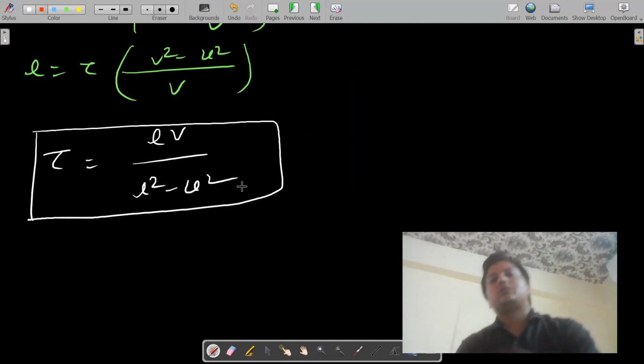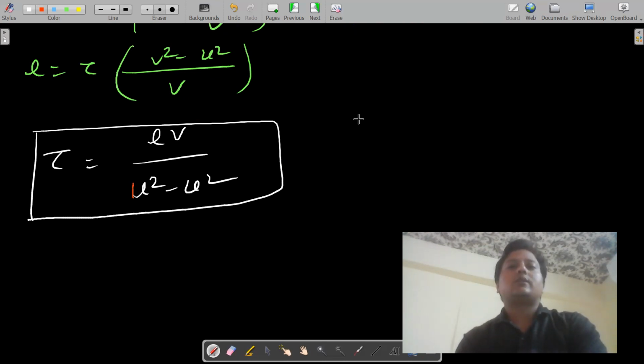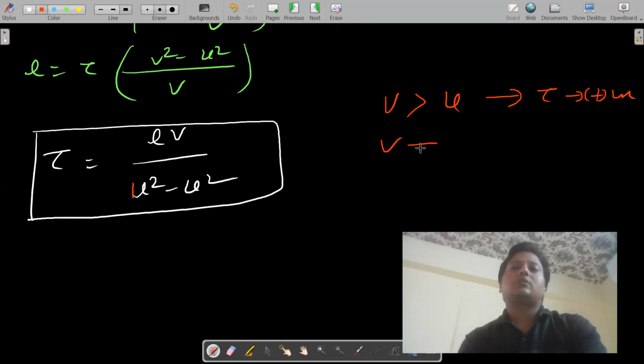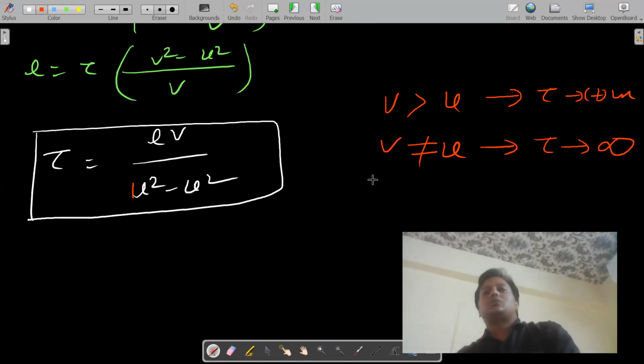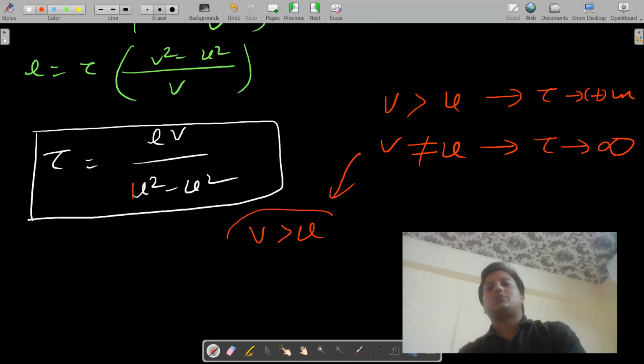But from the result we can see that v must be greater than u for the time to be positive, and also v cannot equal u because in this case the time becomes infinite. So it is given in the question that v is always greater than u.